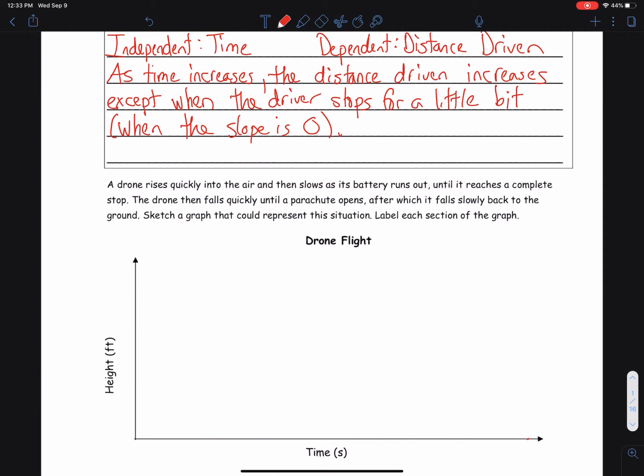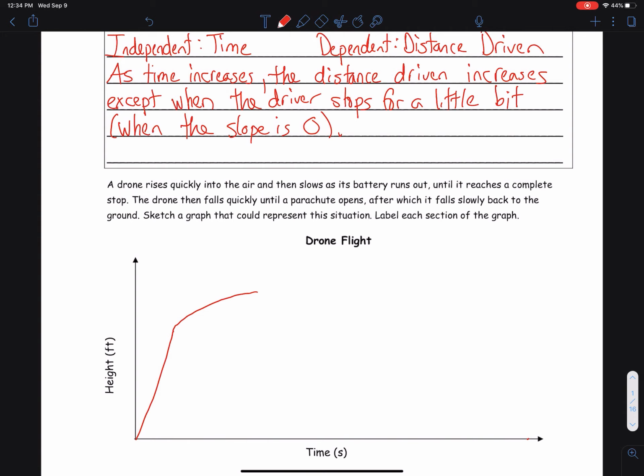So it starts with the drone rising quickly into the air. So if it's rising, it's going to be a positive slope. And if it's quickly, it's going to be a pretty steep positive slope. So I'm going to draw a pretty steep positive slope. After that, the battery runs out and it slows down the drone. So it's going to get less steep until it reaches a complete stop. So stop at its highest point.